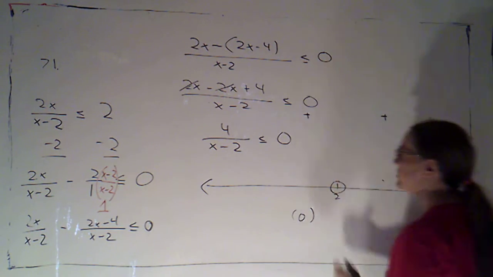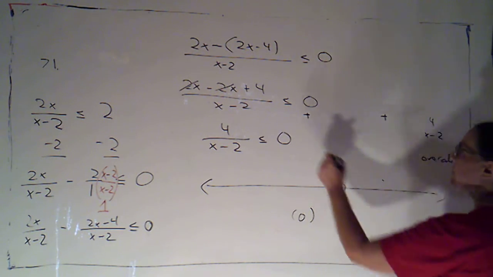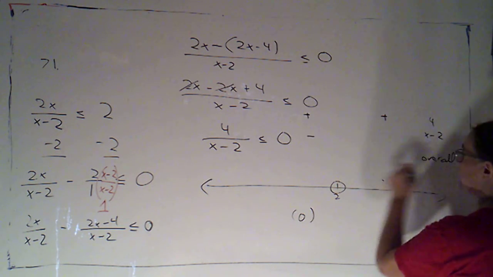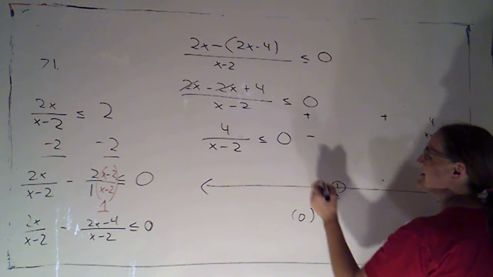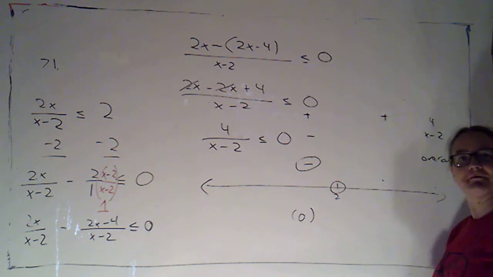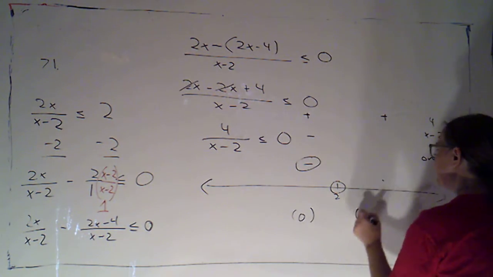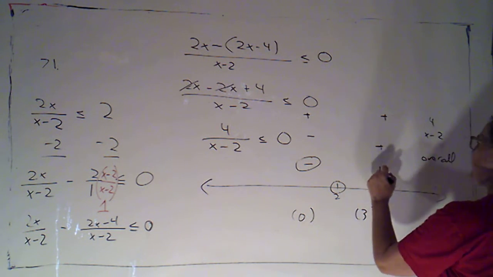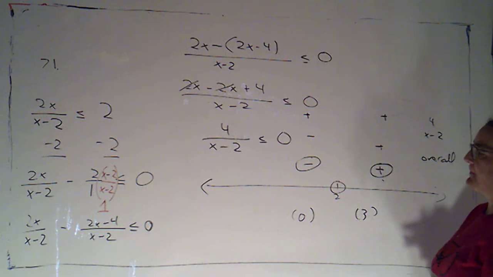So to the left of 2, I might try 0. 0 minus 2 would be negative. And so the overall sign would be a positive divided by a negative. It would be negative. All right, to the right of 2, let's try 3. 3 minus 2 would be positive. A positive divided by a positive is positive.